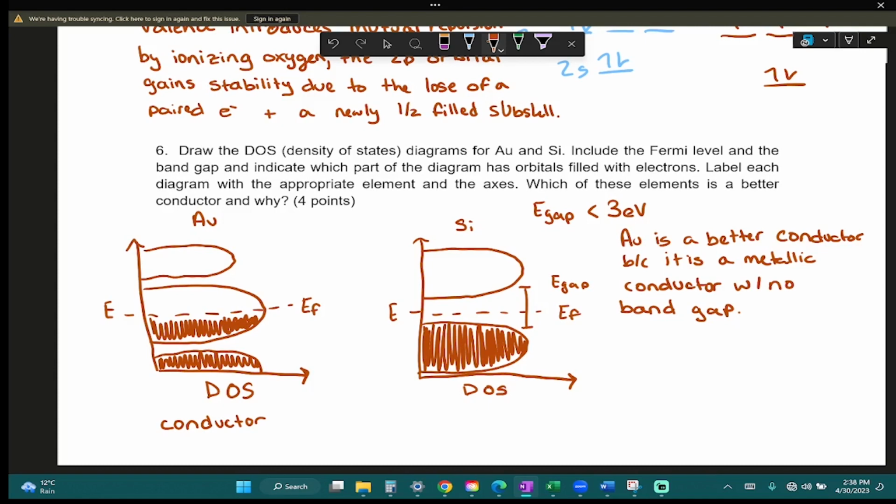Now, if you were asked about insulators, how would that differ from your semiconductor drawing? Yeah. So if you were asked about insulators, it's going to look almost the exact same as your semiconductor, but instead you would say your E gap is now larger than your 3 electron volts. And this is a semiconductor.